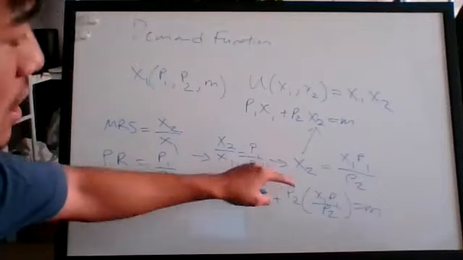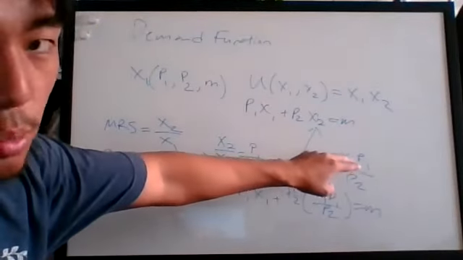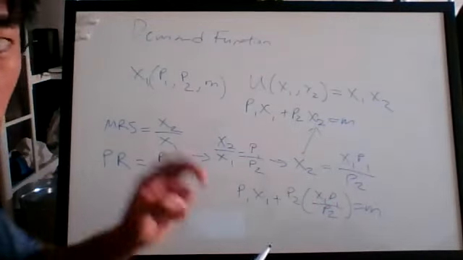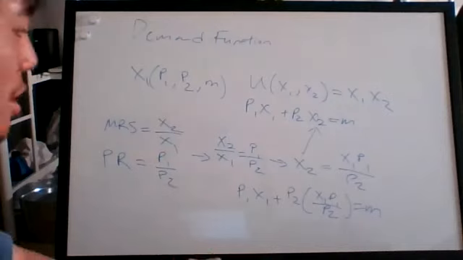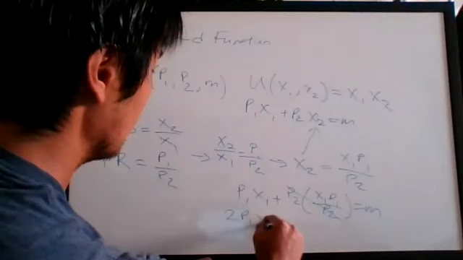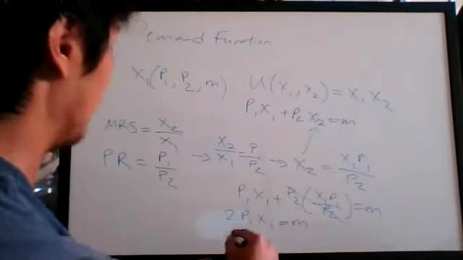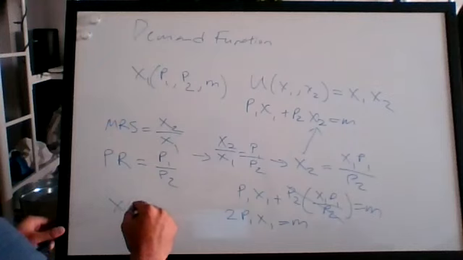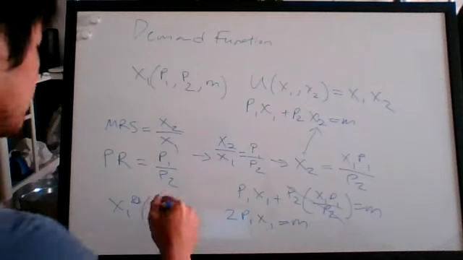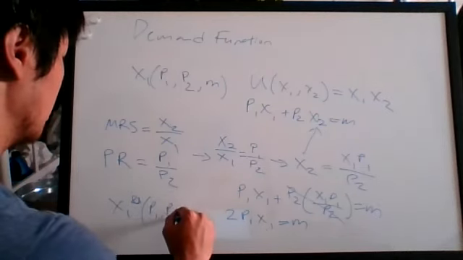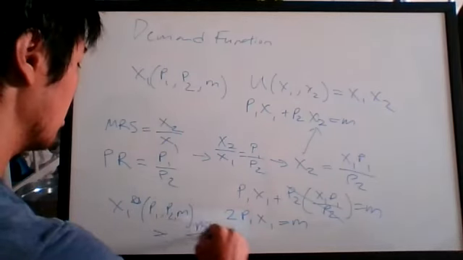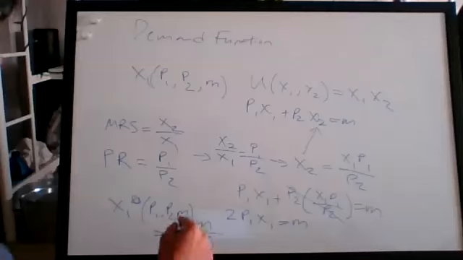And so now hopefully you see why I solved in terms of x1, because eventually I want there to only be x1s in my budget constraint equation. And so from here, there's some easy cancellation, and I get 2 p1 x1 is equal to m. And so now my demand function for x1, as a function of p1, p2, and m, is just going to be equal to m over 2 p1.